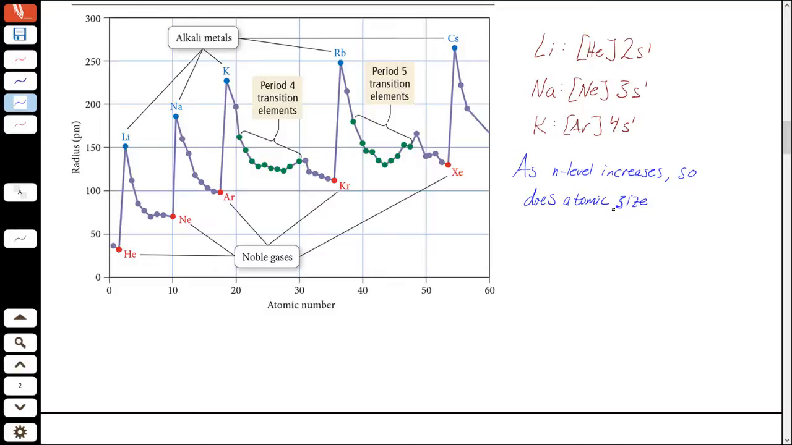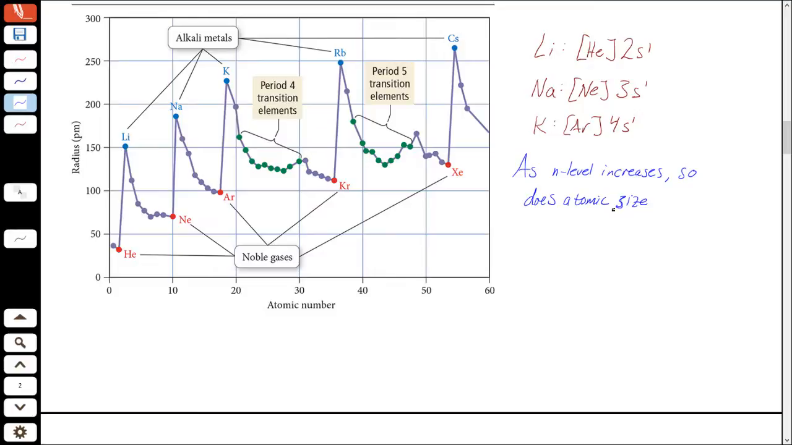You're adding a further out orbital? Yeah, exactly. You're adding a further out orbital. So each successive n level is farther from the nucleus. So if you're adding electrons farther from the nucleus and farther from the nucleus and farther from the nucleus, you're making the atom bigger and bigger and bigger. So the higher n levels should be bigger than the previous ones.